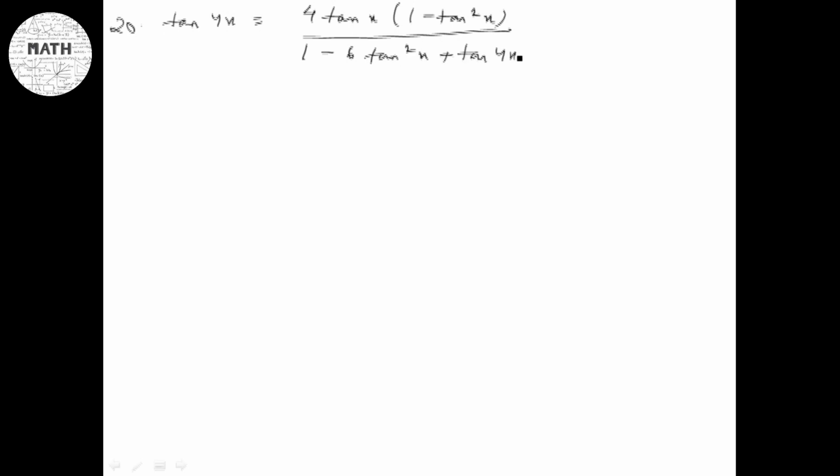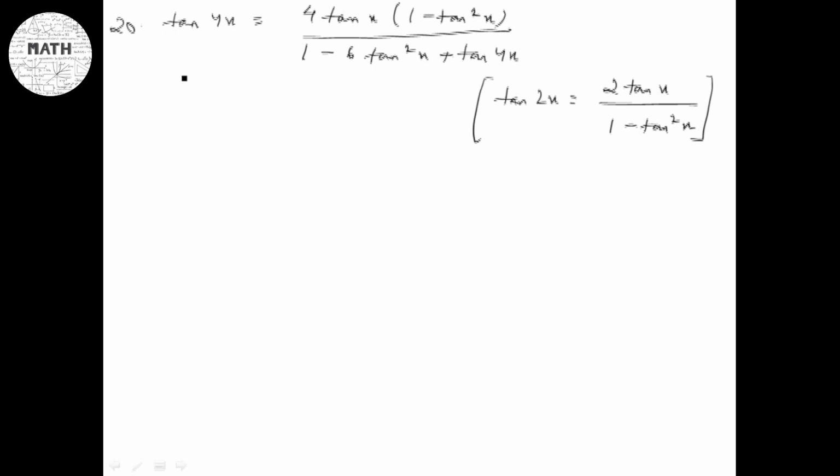Then let me do another question. Your question is given as tan 4x. I have to prove it to be 4 tan x (1 − tan²x) divided by 1 − 6 tan²x plus tan⁴x. For this one, be prepared with this formula: tan 2x is equal to how much? 2 tan x divided by 1 − tan²x. Be prepared with this formula.